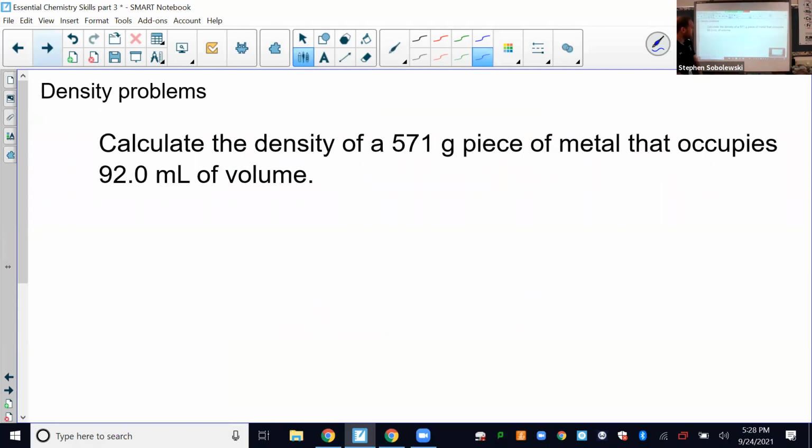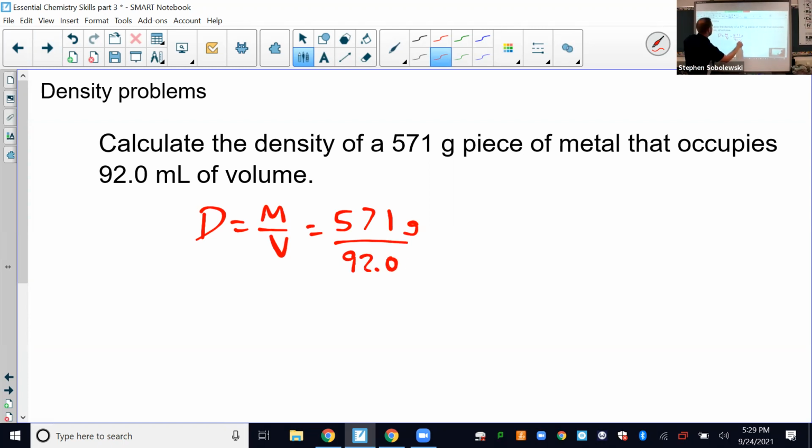So calculate the density of a 571 gram piece of metal, that's your mass, that occupies 92.0 milliliters of volume. All right, should be pretty simple. This is like a plug and chug type question. You plug the numbers in, you run it through your calculator, you get your answer. D equals M over V, which equals 571 grams divided by 92.0 milliliters.